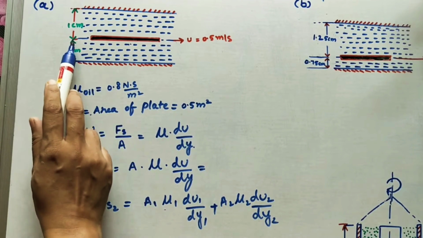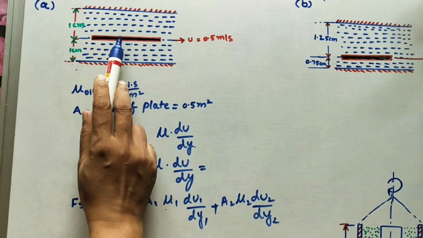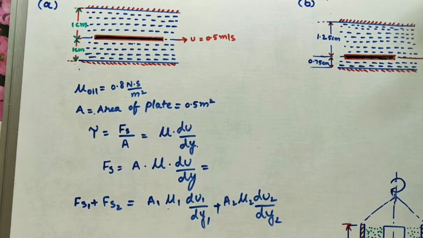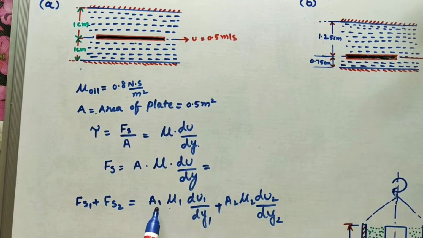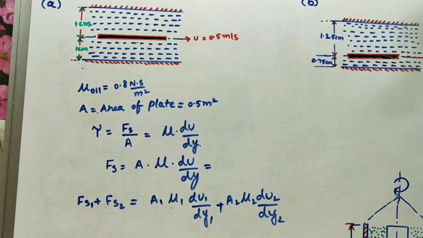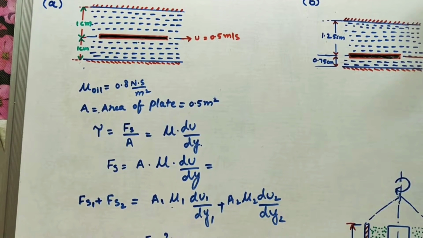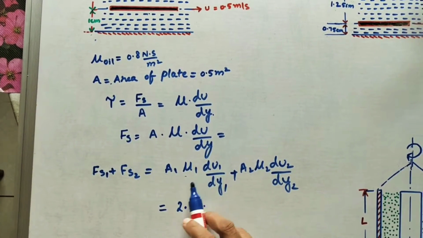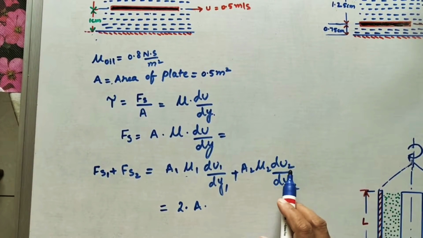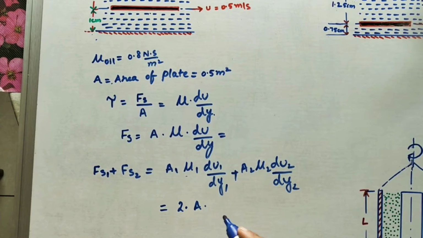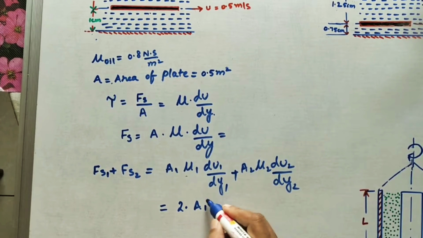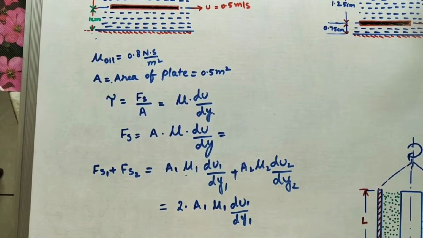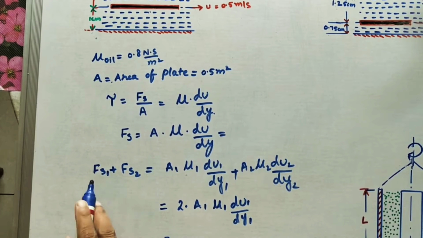How much is it? It is given as 1 centimeter. Here dy2 is the distance from the fixed plate to the moving plate. How much is it? 1 centimeter. So dy1 is equal to dy2. So all quantities are the same on this side and this side. So we can take 2 into A, or we can take A1. A1 is equal to A2, mu1 is equal to mu2, du1 and du2 are also the same, and y1 and y2 are also the same. So 2A1 mu1 du1 by dy1.